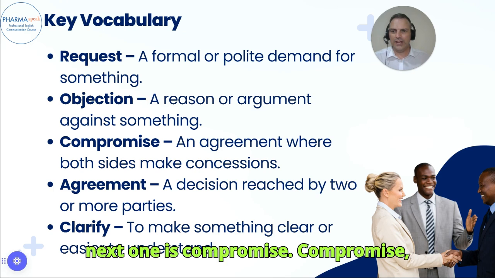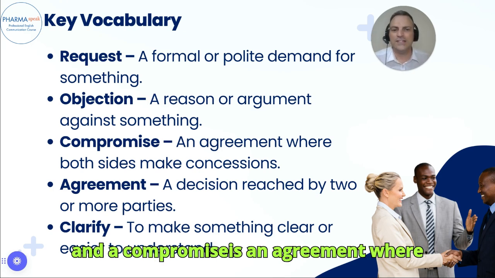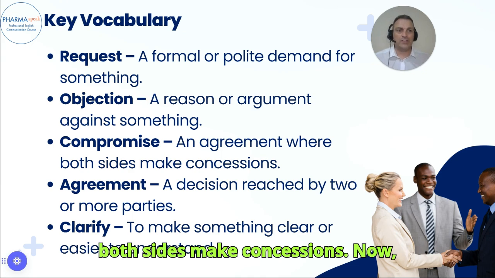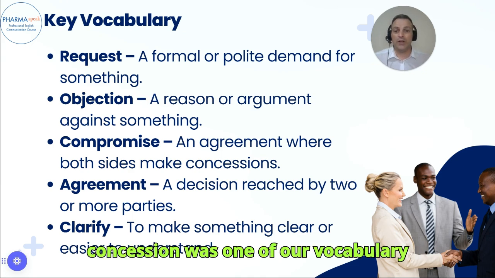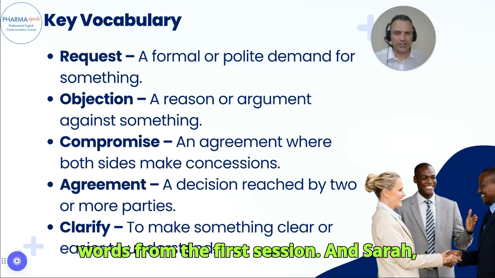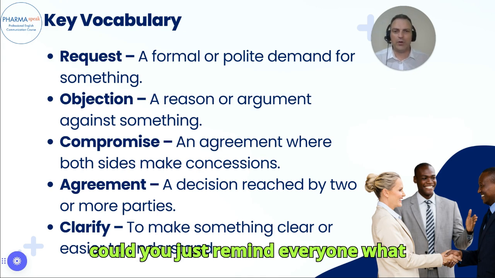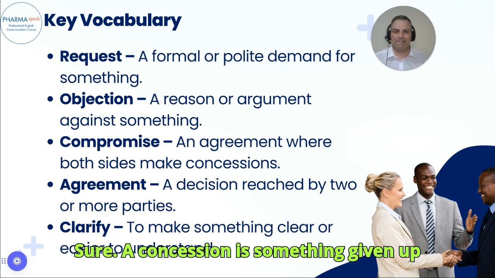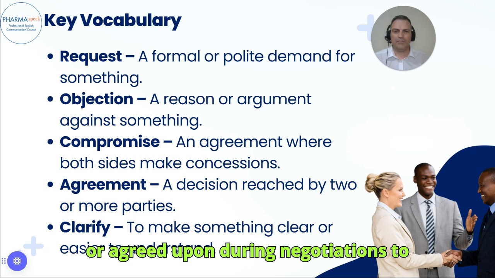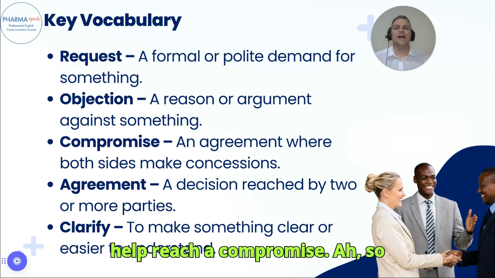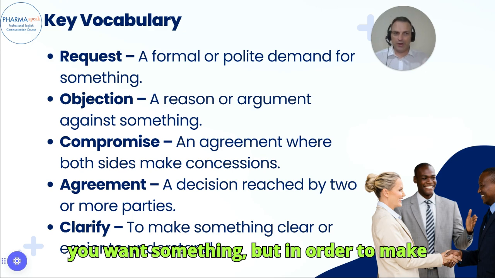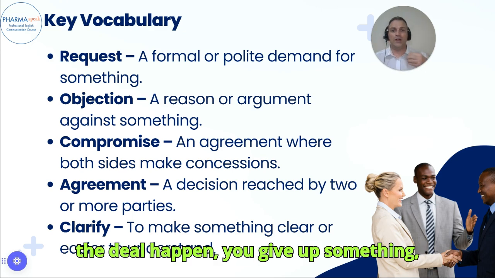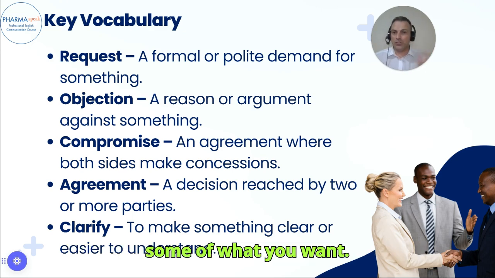Perfect. Okay, next one is compromise. And a compromise is an agreement where both sides make concessions. Now, concession was one of our vocabulary words from the first session. And Sarah, could you just remind everyone what concession means? Sure. A concession is something given up or agreed upon during negotiations to help reach a compromise. So you want something, but in order to make the deal happen, you give up some of what you want.